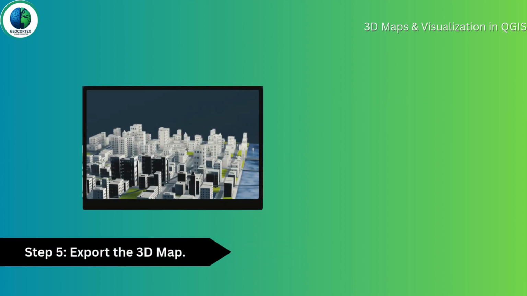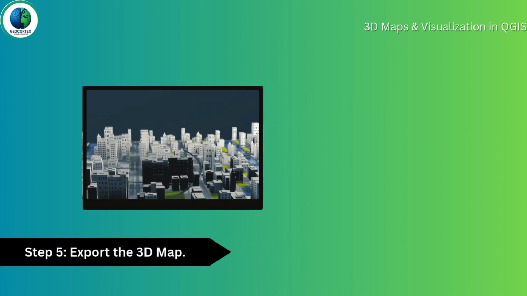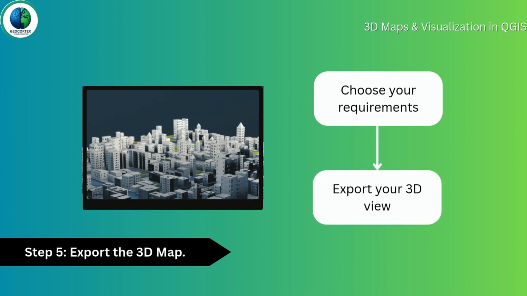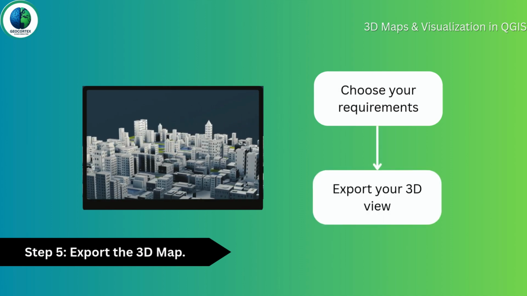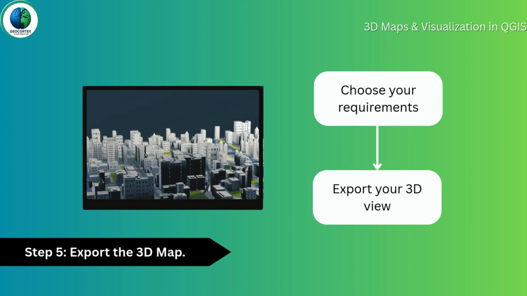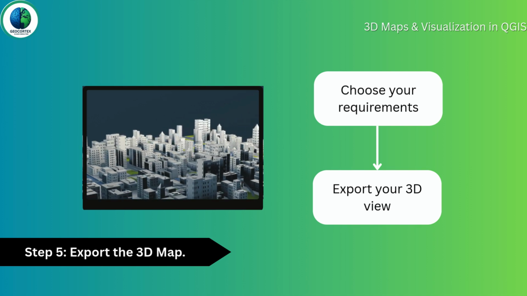Once your scene is ready, it's time to export. Click the camera icon to export your 3D view as an image or video. Choose your camera angle, resolution and format: PNG for stills or MP4 for animation.